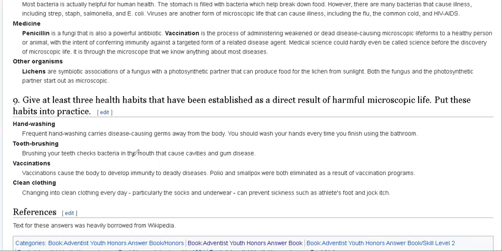The vaccinations. So polio and smallpox were both eliminated as a result of vaccination programs. Clean clothing. Changing into clean clothing every day, particularly the socks and underwear, can prevent sicknesses such as athlete's foot and jock itch.